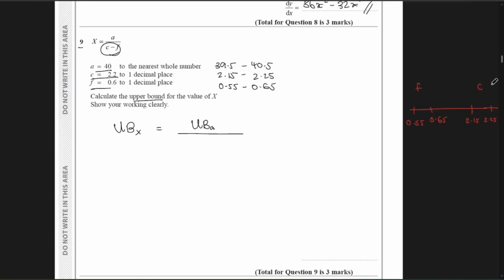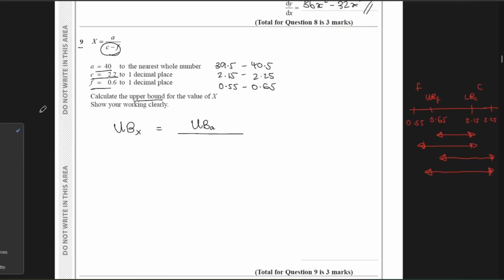To find the difference between c and f, we need to subtract their values. So we want the smallest difference. There are many different possible values of differences. This could be a possible difference between the two values. This could be another, and this could be one as well. But if you compare all of them, the smallest difference we can have is when we use the upper bound of f and the lower bound of c. So that's what we're going to do.